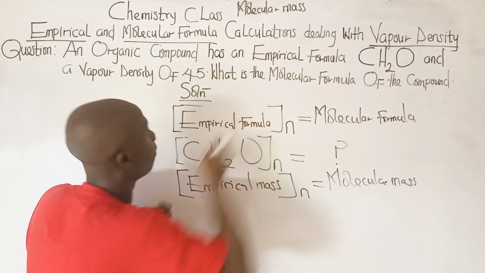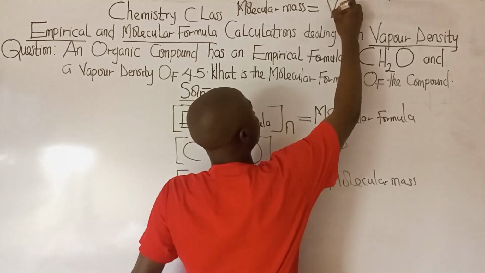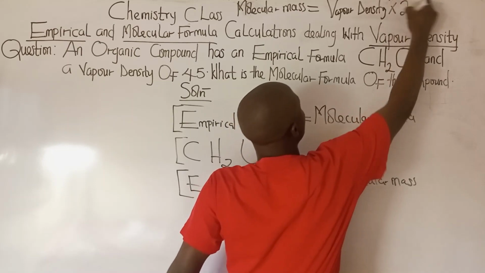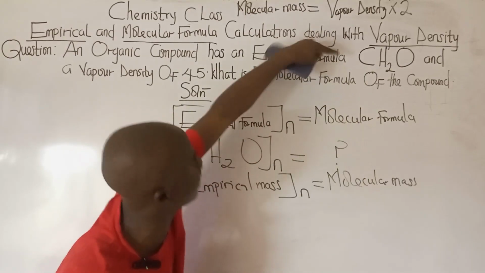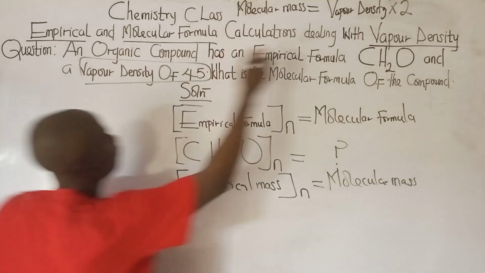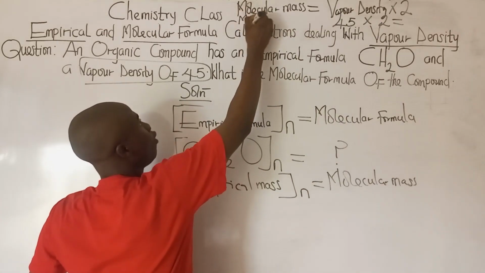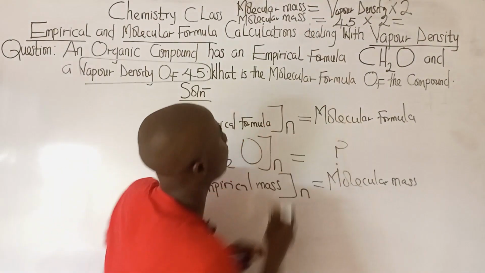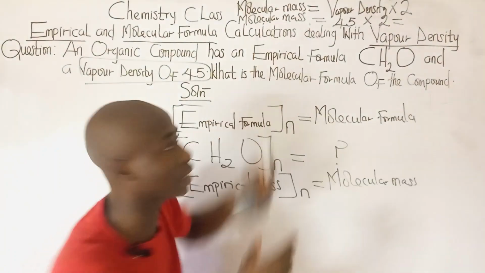Very, very easy. So, as I earlier said, to get the molecular mass, you simply say molecular mass is equal to vapor density times 2. Please take note of this. It's very important. To get the molecular mass is what? Vapor density times 2. Now, as stated by the question, what's the vapor density? The vapor density is 45, and times 2 will get our molecular mass. It is not difficult, it is very easy.